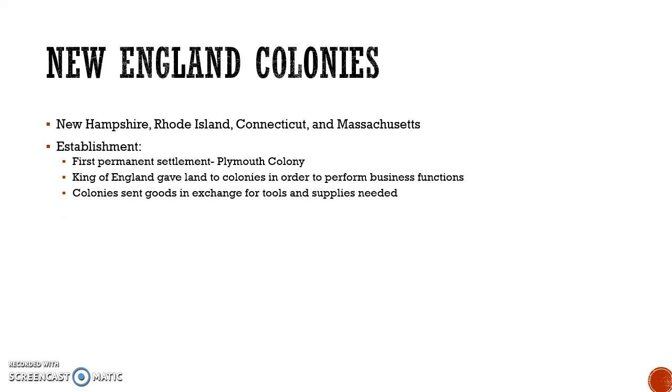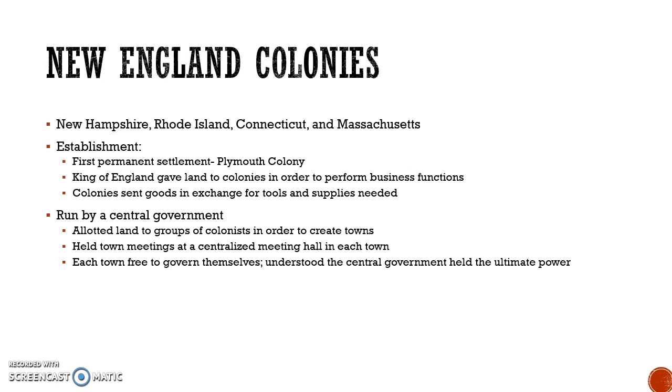Starting off with the New England colonies. These were the first to be established, with the first permanent settlement at Plymouth Colony, which eventually became a part of Massachusetts. Here, the King of England granted land to colonists in order for these colonies to perform business functions. Essentially, they wanted them to make goods that they could not make in England, send those back to England in exchange for tools and other things that they could not make in the colonies.